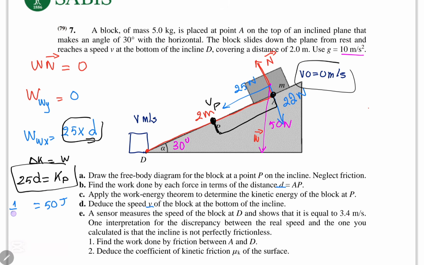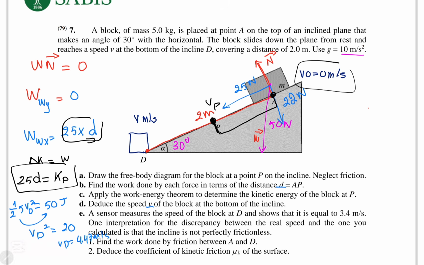Now, KD is 1 over 2 mass of the block times VD squared. The mass of the block is 5 kg. So you'll move this to the other side. You'll get that VD squared is equal to 2 times 50, that's 100, divided by 5, that's 20. So VD squared is equal to 20. So VD is equal to radical 20, which is 4.47 meters per second. That's VD very simply.